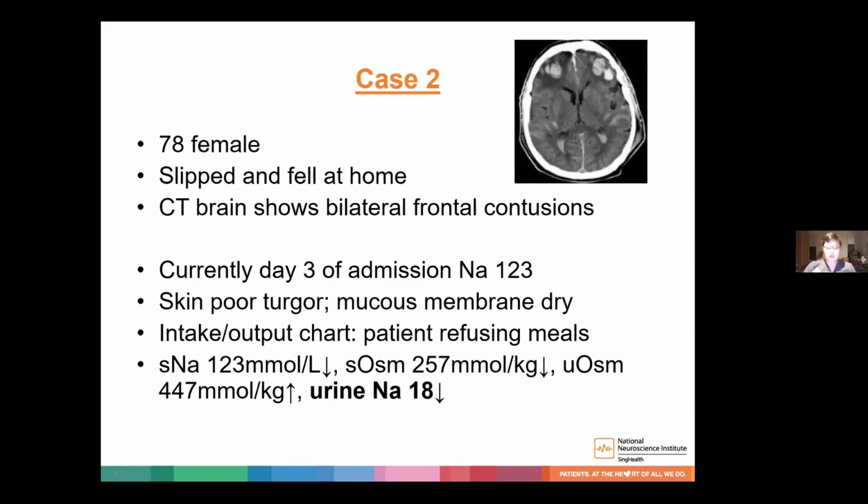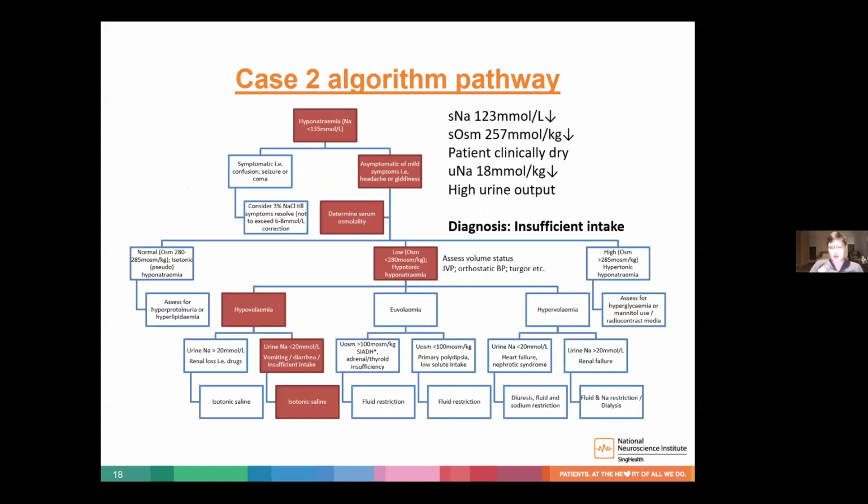Her serum sodium is low. Her serum osmolality is also low. Her urine osmolality is high, but her urine sodium in this case is low, at 18. If you go back to the algorithm, we established that she has hyponatremia and it's relatively mild, and it's a hypotonic hyponatremia because the serum osmolality is low. In this case, compared to the other one, she is hypovolemic and her urine sodium is actually low, at less than 20 millimoles per liter. This is consistent with her intake output chart of insufficient oral intake. So the treatment for her is isotonic saline and encouraging her to eat and drink more.